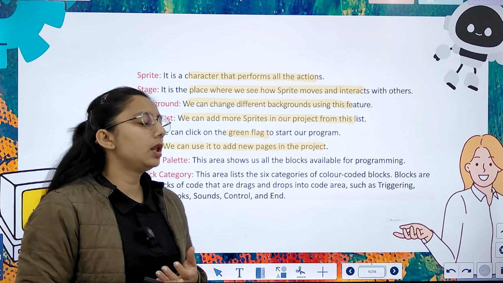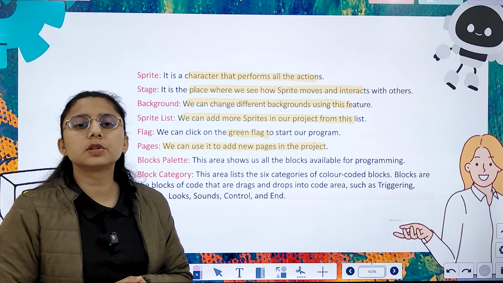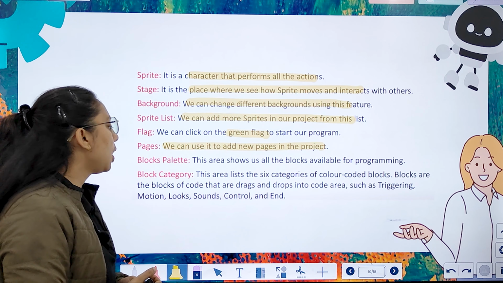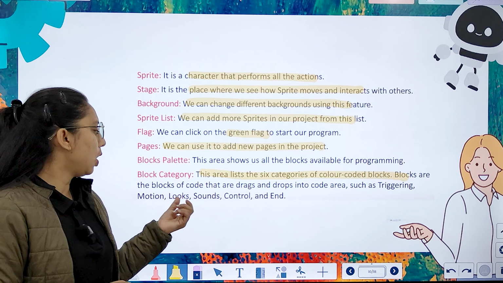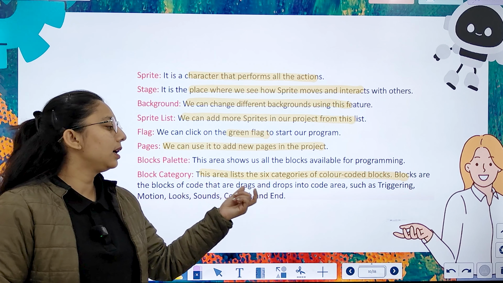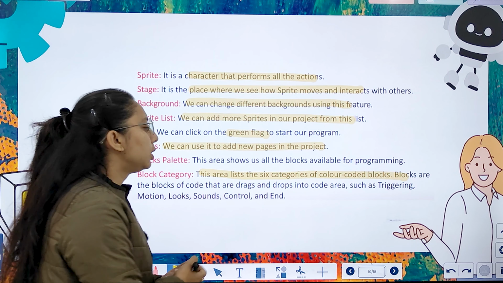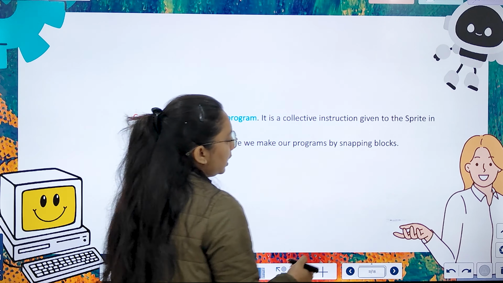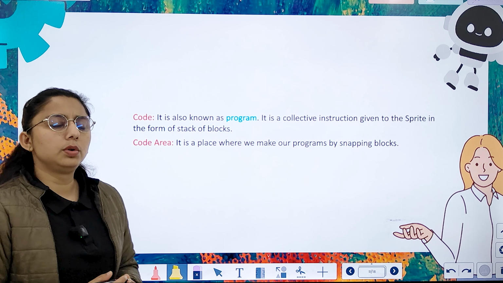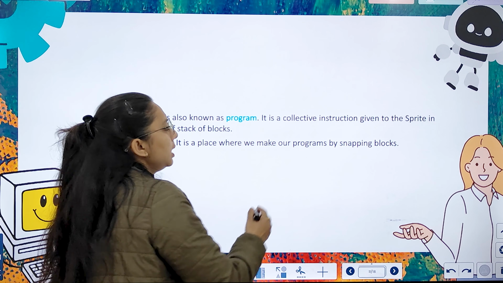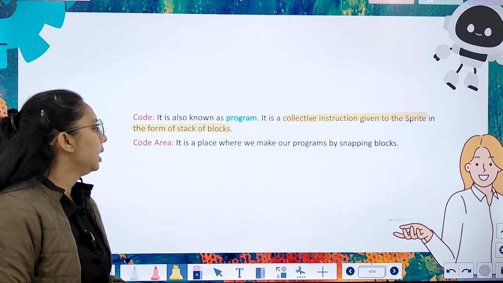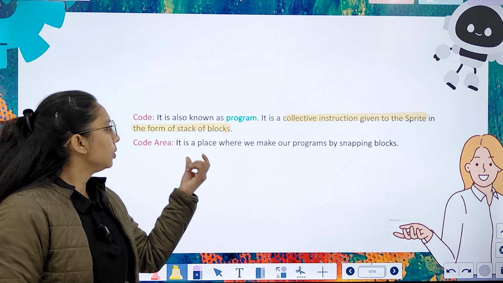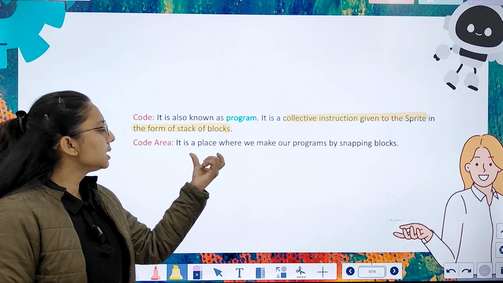Then is the block palette that shows all the blocks which are available. Next is block categories. This area lists the 6 categories of color-coded blocks. Blocks are the pieces of code that are dragged and dropped. What you do is drag and drop them into the code area. Next is code. It is also known as a program. It is a collective instruction given to the sprite in the form of stacks of blocks. Then we have the code area. It is the place where we make our programs by snapping blocks.